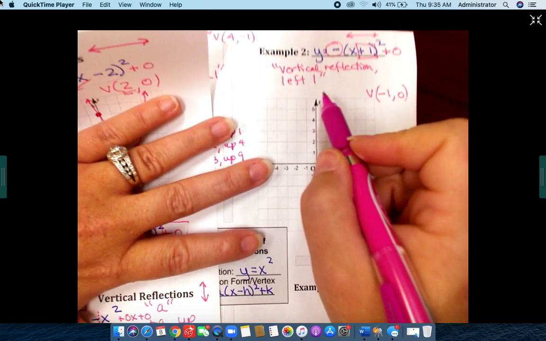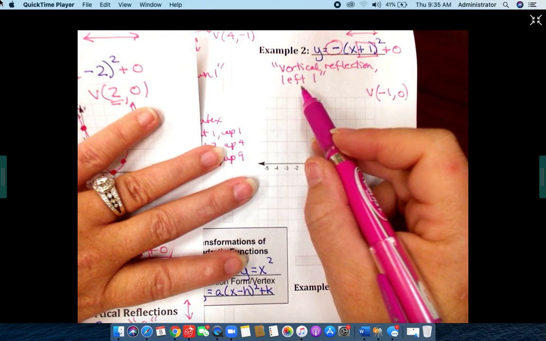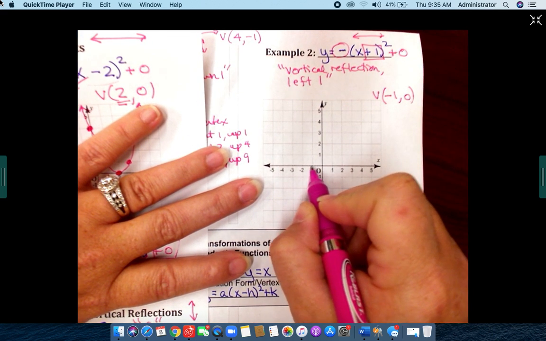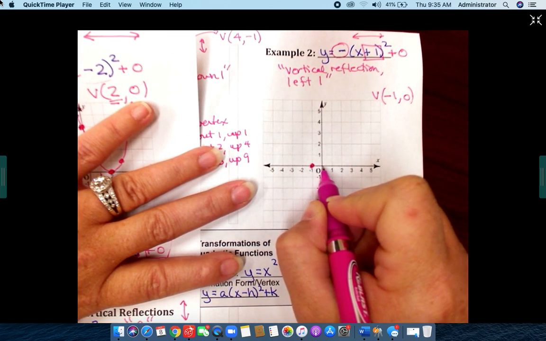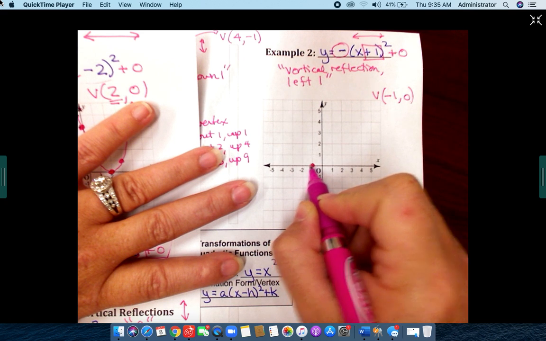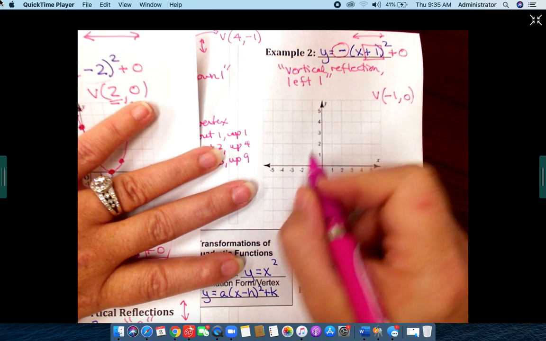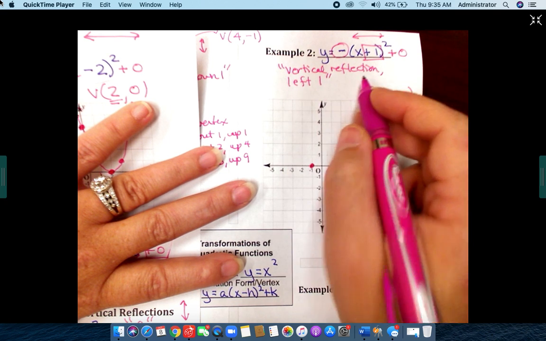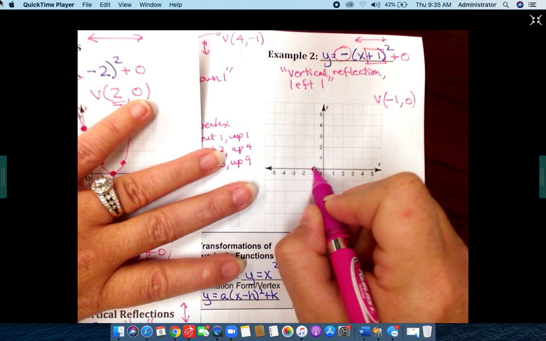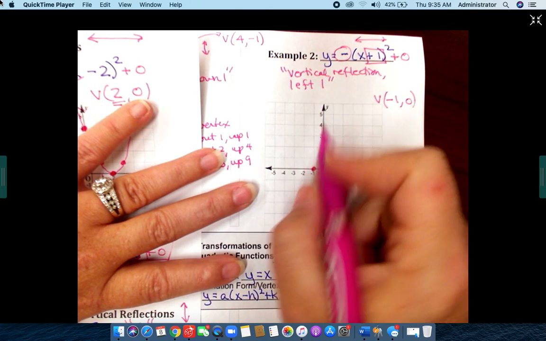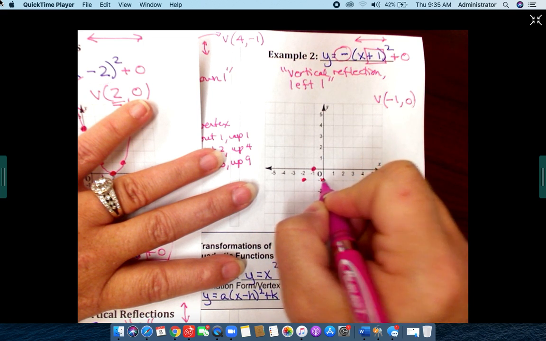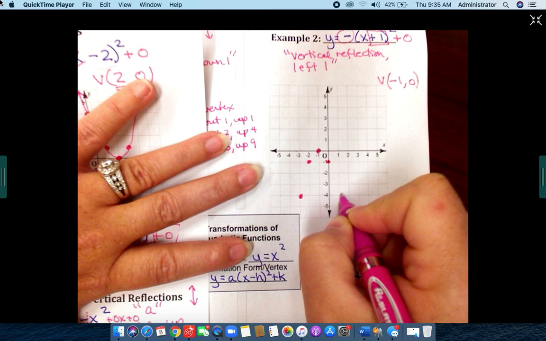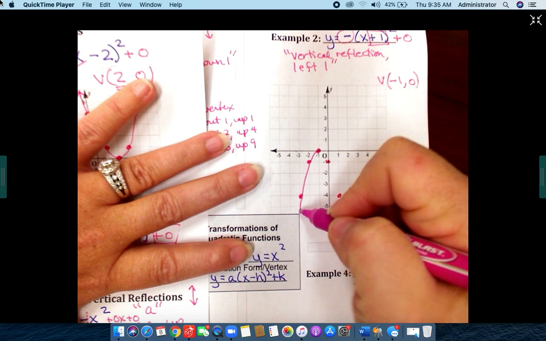If you have trouble with this, then graph it first, then write this. Because if I know from the origin that I'm going to go to negative 1, 0, which is right here, then didn't I just go left 1? So plot your vertex first, and then you can list left 1. And then if it reflects vertically over my x-axis, that means I'm going to go out 1, down 1. And then out 2, down 4. And then connect.